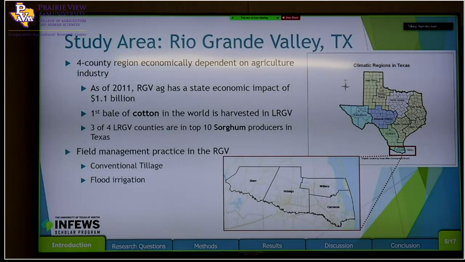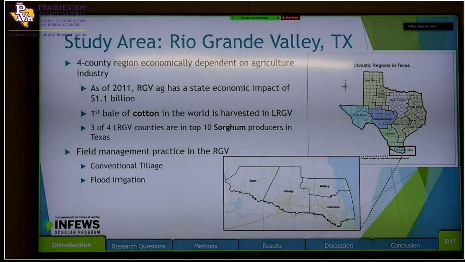So my study area is the Rio Grande Valley, Texas. Micaela and Miriam did a really good introduction on the climatic regions of Texas. It's very diverse, and it's a really good representation of what we see in the United States, which is why it's a really good place to study. My study area is the Rio Grande Valley, which is number 10. It's very deep in South Texas, and I'm specifically focusing on a four-county region: Starr, Hidalgo, Willacy, and Cameron.